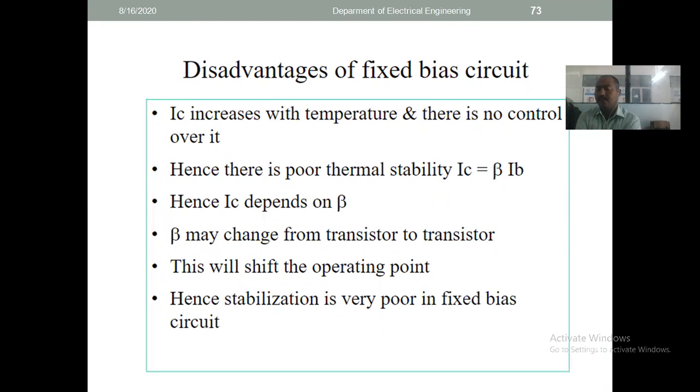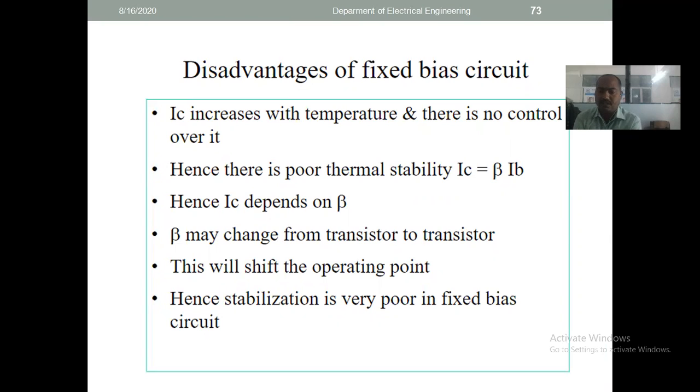Another thing, if we take the transistor BC547 from one manufacturer, it has a beta of 100. If another manufacturer makes the same BC547 transistor, it has a beta of 110. So beta for the same type of transistor changes as the manufacturer changes. There should not be the same beta for a particular type of transistor. That affects the operating point of your transistor.